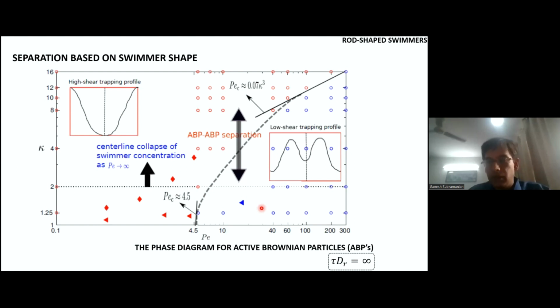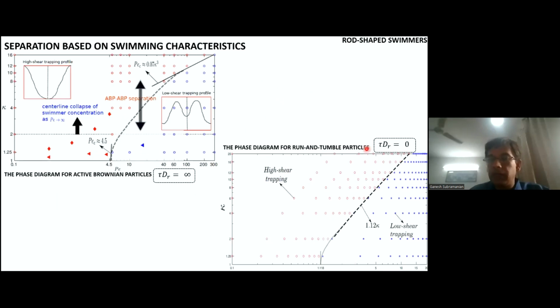Okay. So we had modeled the swimmers as active Brownian particles. So tau dr is infinite, the tumble time is infinite. They don't tumble, they instead rotary diffuse. Now you can also calculate a phase diagram in an identical manner for run and tumble particles. And you can see that the physics is identical.